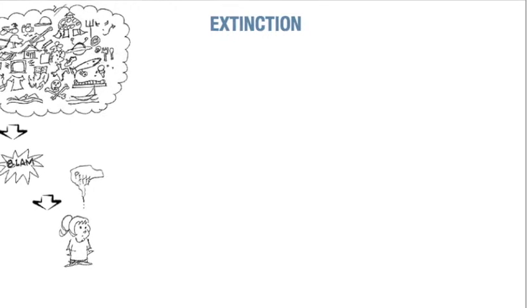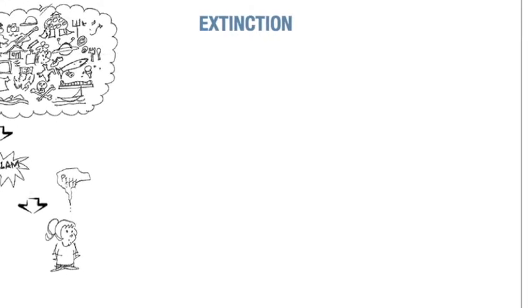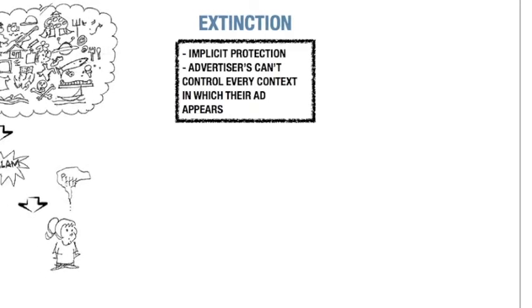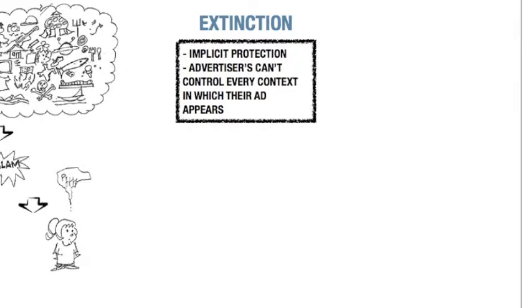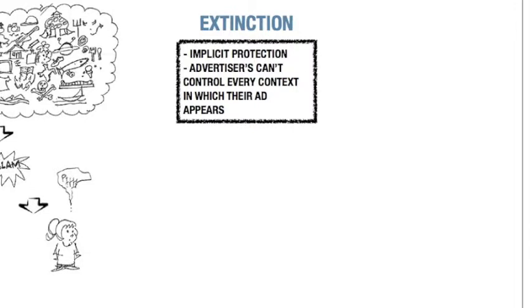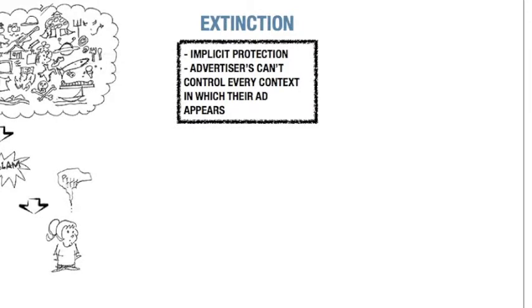Let's take them in reverse order. Extinction in classical conditioning occurs when the CS is seen repeatedly without being paired with the US. In operant conditioning, it is the process of withholding reinforcers. Because advertisers cannot control every context in which their product appears, a natural sort of extinction occurs. This is an implicit protection against advertising. It is not something that consumers can control to use themselves.